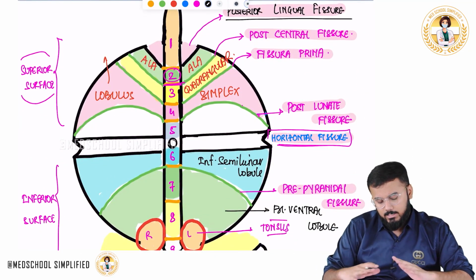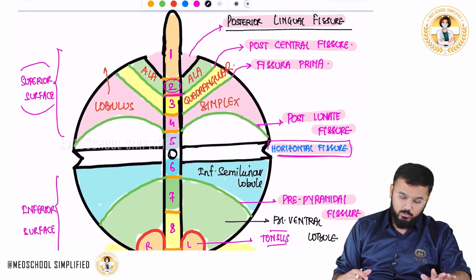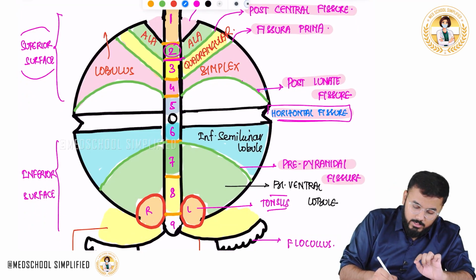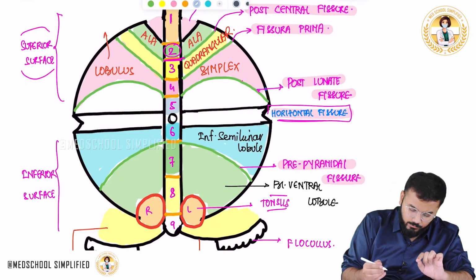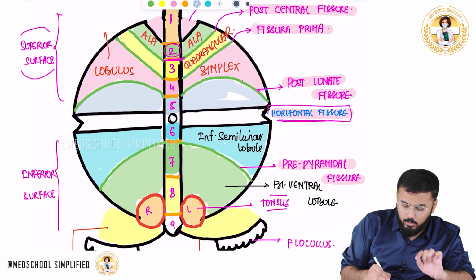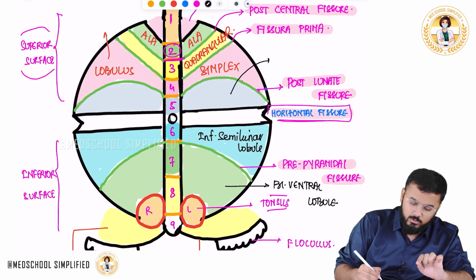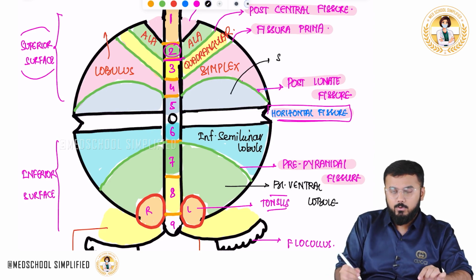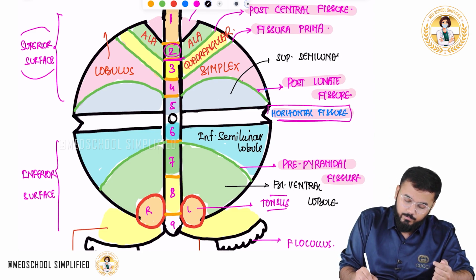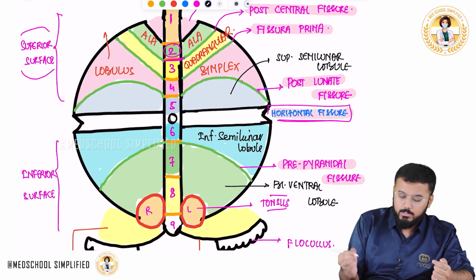So once again guys, let us recap all the things which we have discussed over here. And by the way, we forgot to discuss one important lobule. This particular lobule which is on either side of the fifth, right? This lobule over here is called the superior semilunar lobule. This is the memory part which you just have to revise and recite, okay? So this is called the superior semilunar lobule.